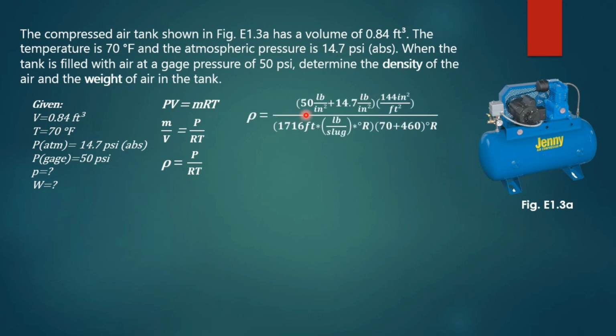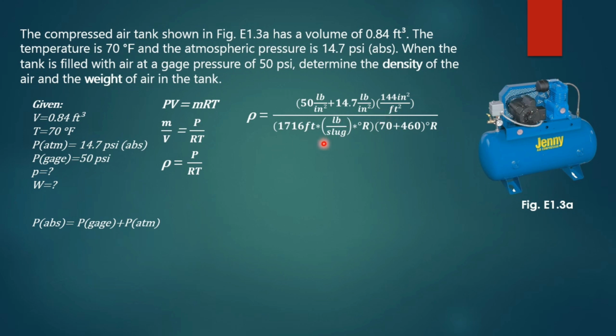Take note that the absolute pressure is equal to gauge pressure plus atmospheric pressure. So here we have the gauge and the atmospheric pressure. Then since the unit that we needed is pounds per feet squared, we then multiply it by 144 inch squared per feet squared in order to cancel the inch squared.